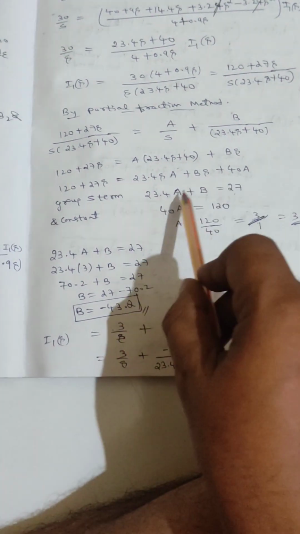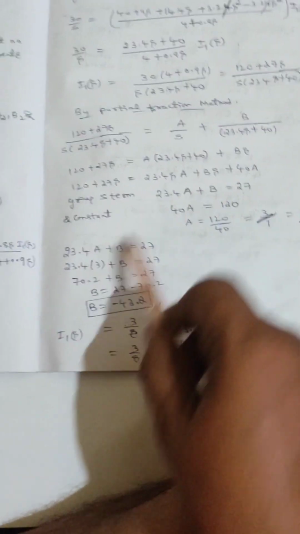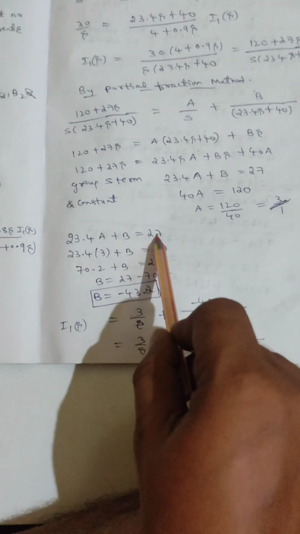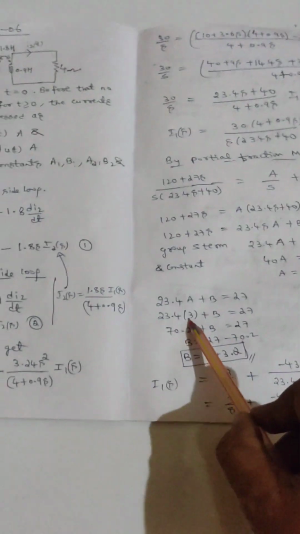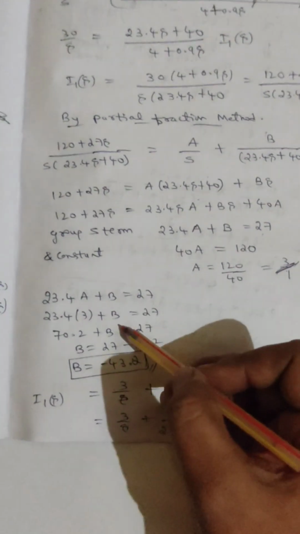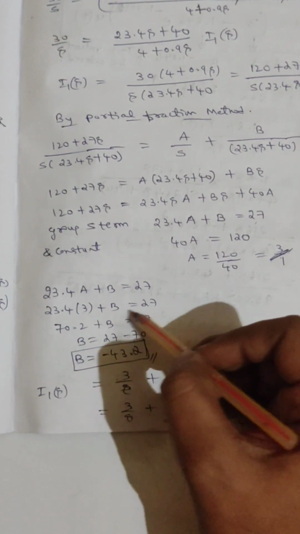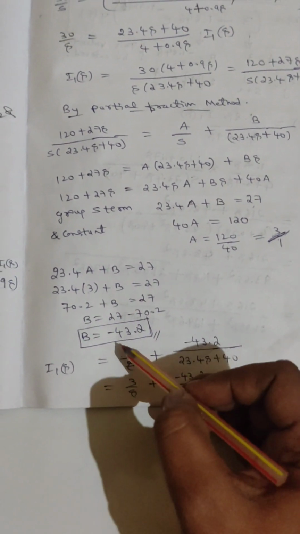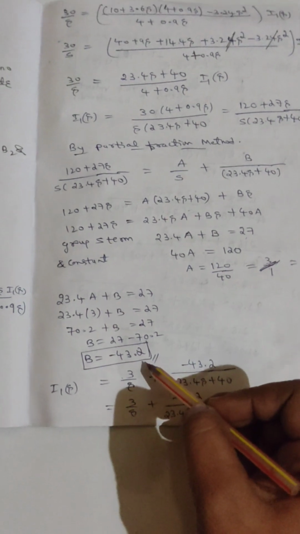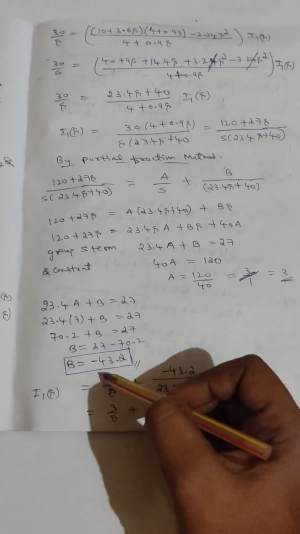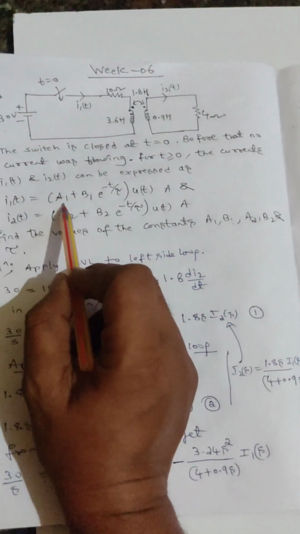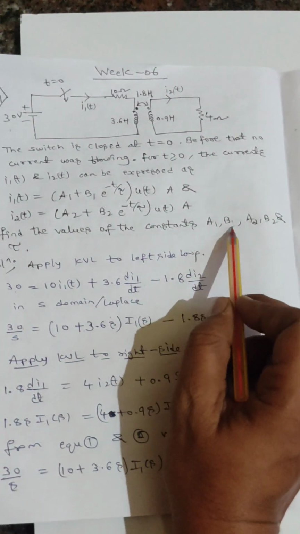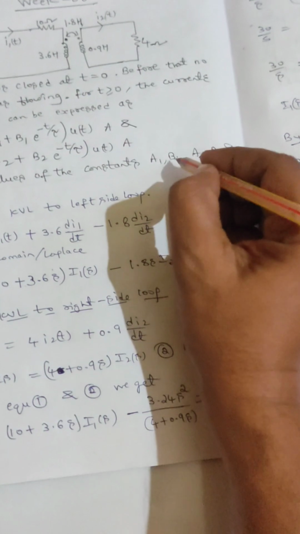After getting the A value, substitute it here. Take this equation, 23.4A plus B is 27. So putting the value of A as 3, by simplification we get finally the B value as minus 43.2. After getting A and B values, see, these themselves are not the constants they are asking for. A1 and B1 are different, A and B are different.